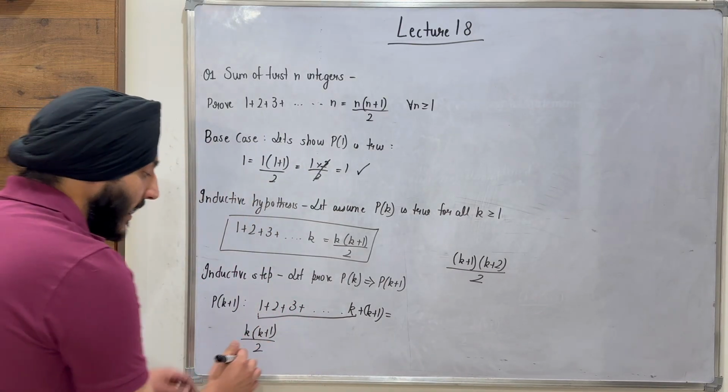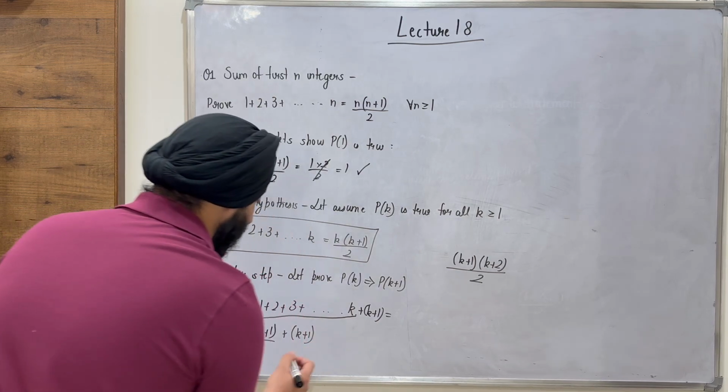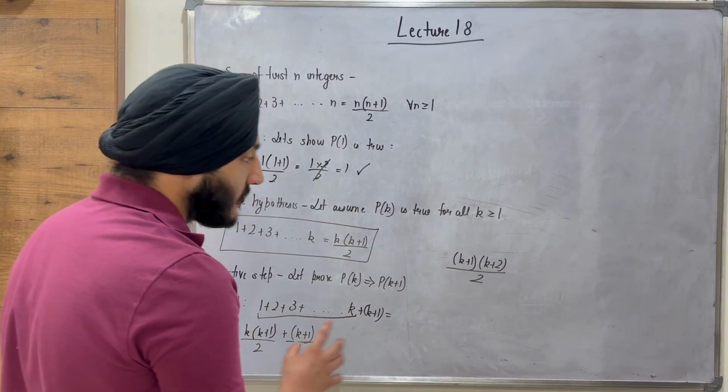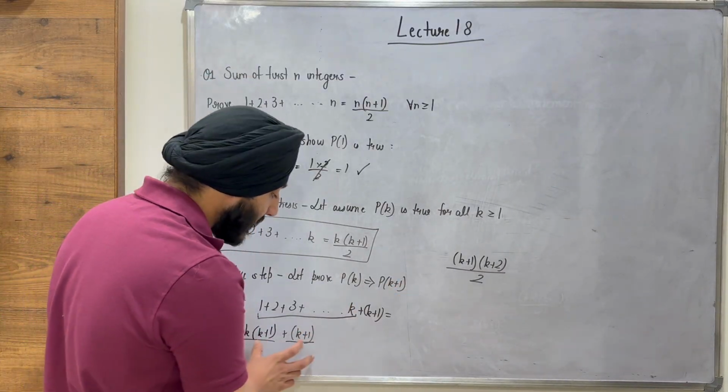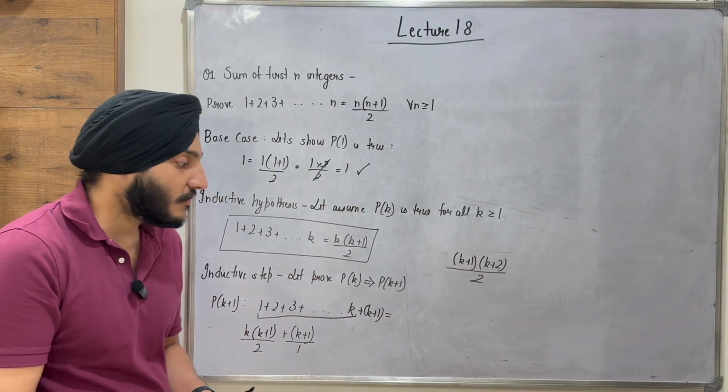This is the value that I get, and plus I also get k plus 1. This is the value that I get. Remember what I'm supposed to do, right? I'm supposed to show that this is equal to this point. Now, it might seem very tricky to understand, right?